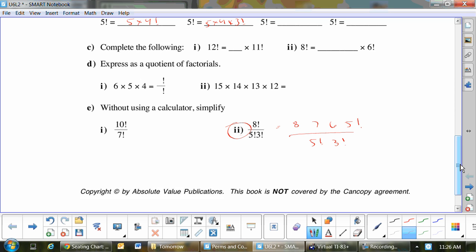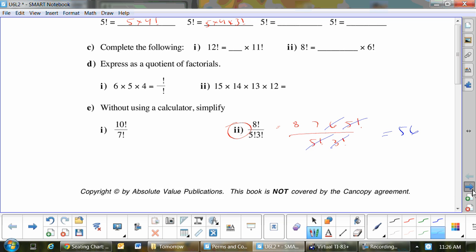See, I counted that down. I don't have to go 5, 4, 3, 2, 1. I could, and then in the bottom, I could take 5 factorial and go 5 times 4 times 3 times 2 times 1. But then you're wasting time. Stop here, cross them out. And what is 3 factorial? 6. 8 times 7, 56.